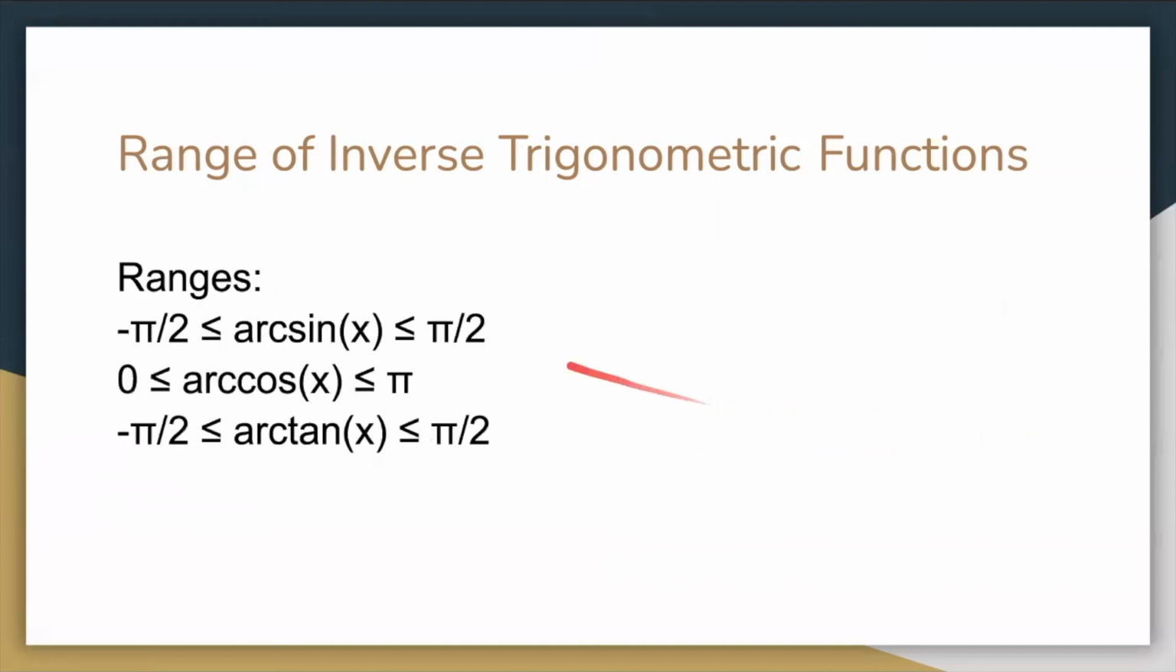All right, and here are the ranges. Arc sine must be between negative pi over 2 and positive pi over 2. And the same is true for arc tangent, and arc cosine must be between 0 and pi.